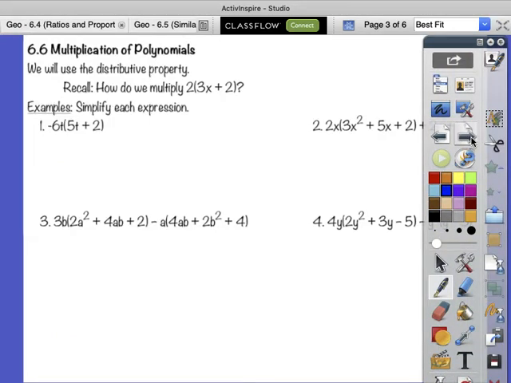Look over the sideboard here. Algebra 1, on Wednesdays. Multiply polynomials, section 6.6. Oh, I know exactly. Okay, we're almost done with this chapter, aren't we?